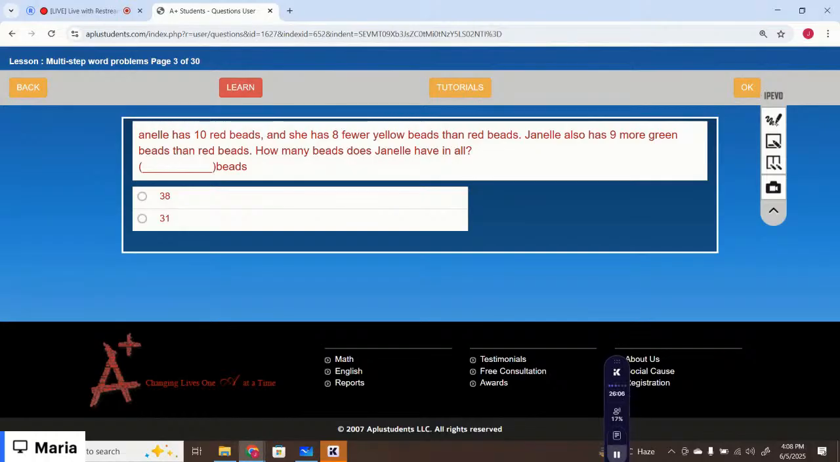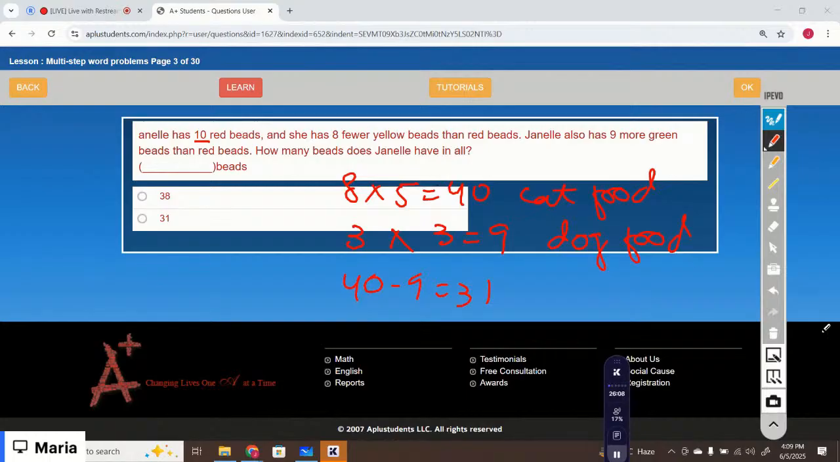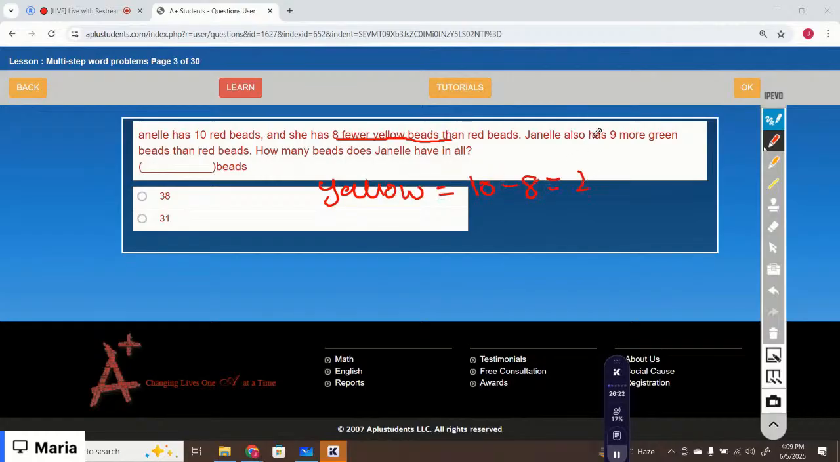So we have 10 red beads. She has 8 fewer yellow beads than red beads. So that means the yellow beads are 10 minus 8, that is 2. Janelle also has 9 more green beads than red beads. So 10 plus 9 is 19. So 10 red, 2 yellow, and 19 green.